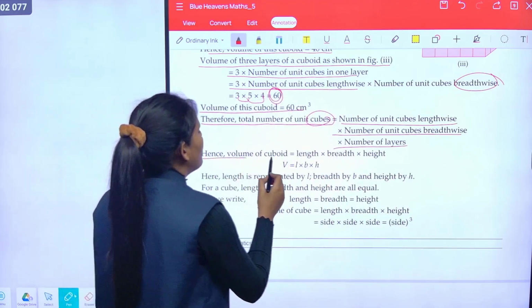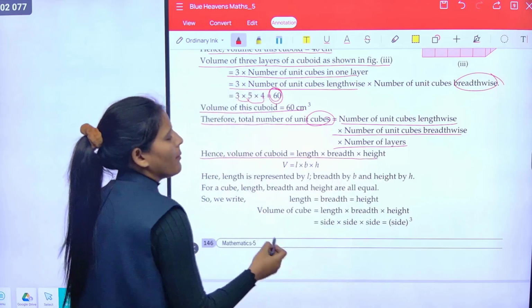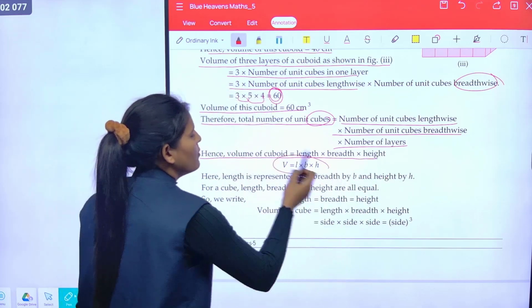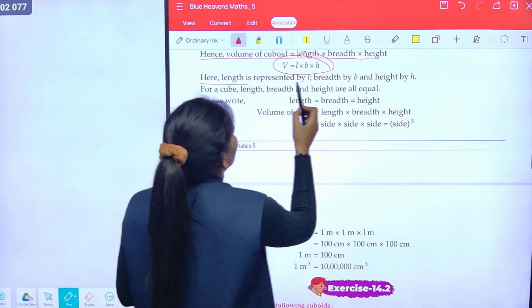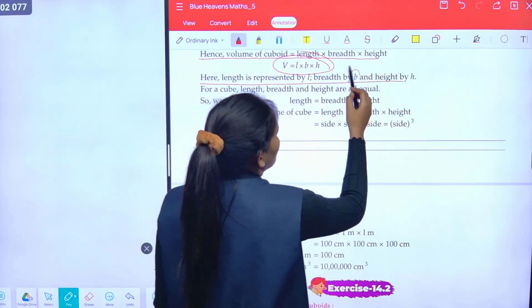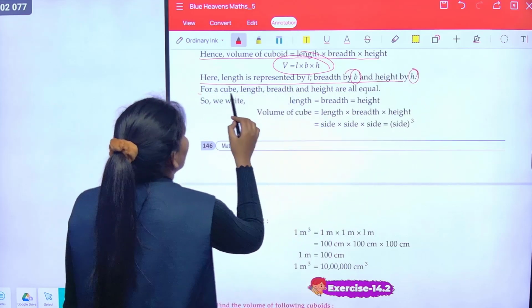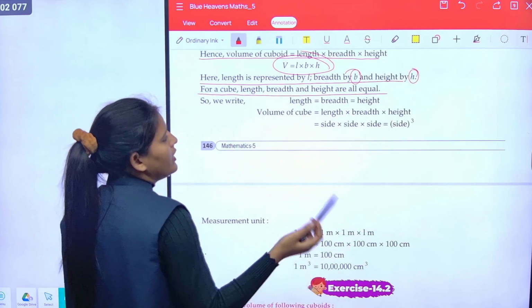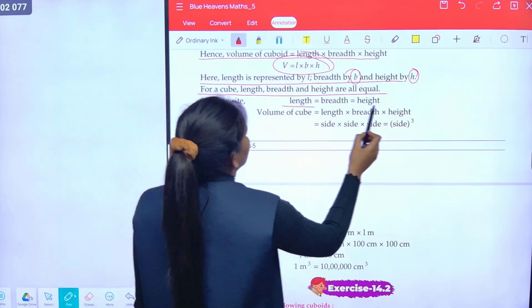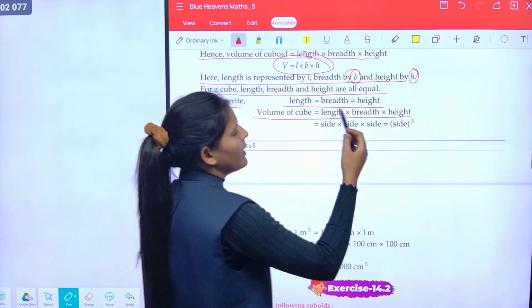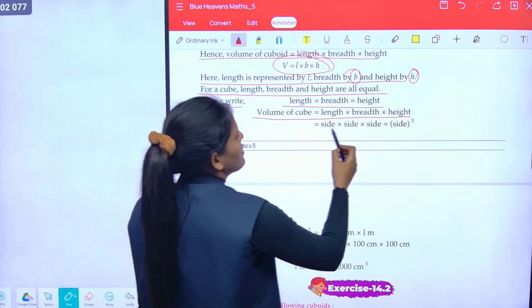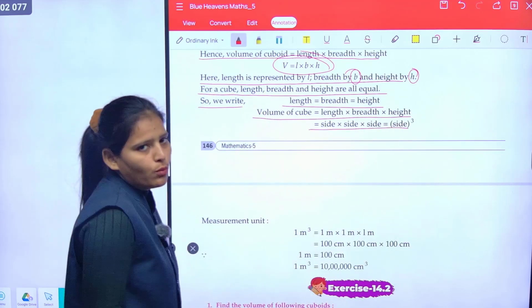Hence volume of cuboid is length multiplied by breadth into height. So volume is length into breadth into height. Here length is represented by L, breadth by B and height by H. For a cube, length, breadth and height are all equal. So we write length is equal to breadth is equal to height. Volume of cube is length multiplied by breadth multiplied by height, so side into side into side, side cube.